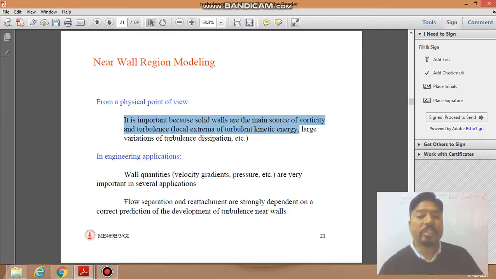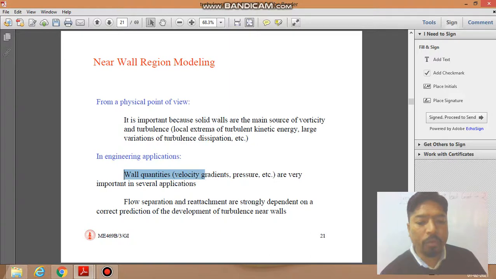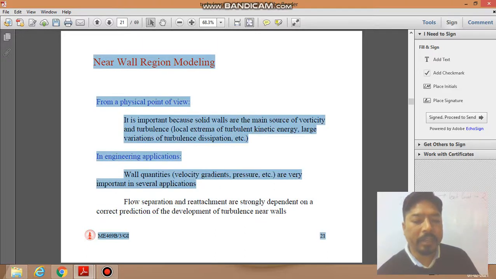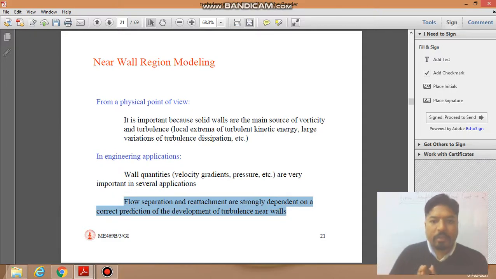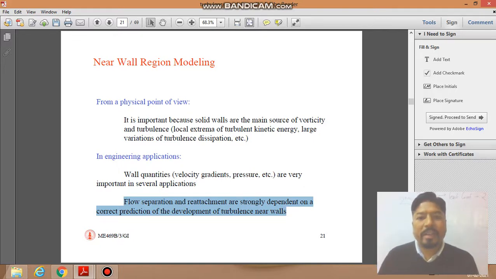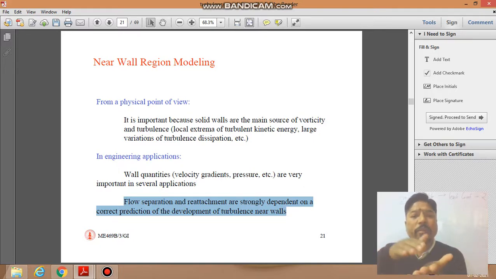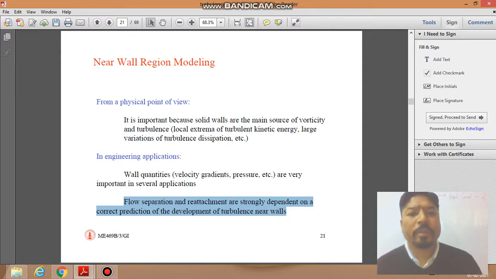In engineering applications we can see that the wall quantities are very important in several applications. Flow separation and reattachment are strongly dependent on a correct prediction of the development of turbulence near walls. Basically in fluid mechanics we have the flow separation phenomenon. Again I would request you to understand the concept of the boundary layer. When the fluid is trying to separate from that particular surface, that phenomenon is known as flow separation.